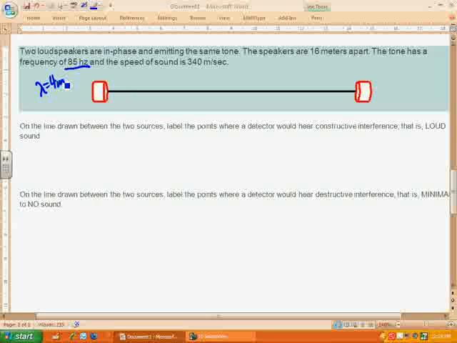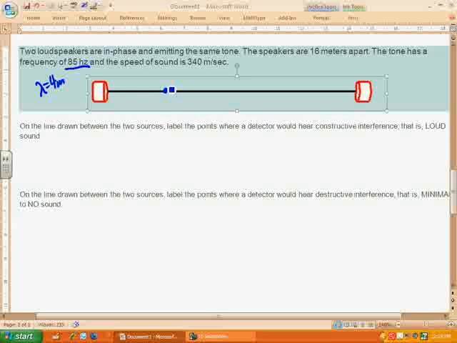You could reason through it as well and pick out some points and kind of guess and check. But what I'm going to do is do it mathematically. I'm going to do one or two solutions and then I'll let you find out the other points.